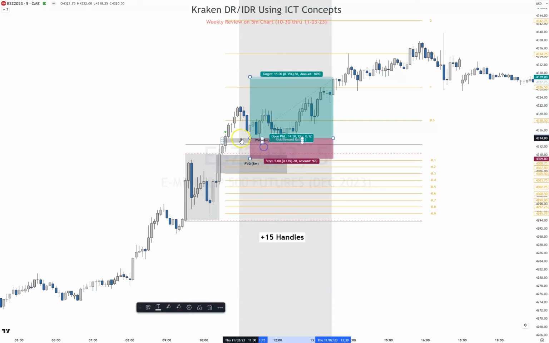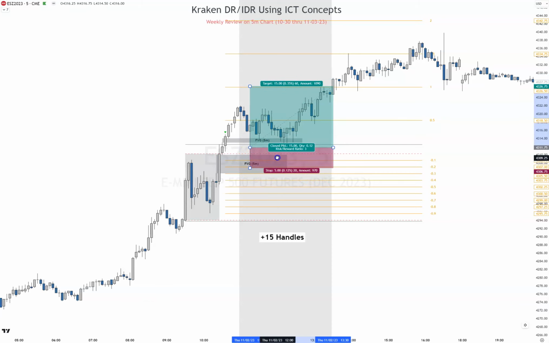If you took it right at the first fair value gap at the top, you still would have been 1 tick safe. But if it's like this, usually I'll try and follow it down, and before it starts pulling back, I'll try and get in to get the lowest entry possible. So let's just go here. It doesn't really matter. And you get 15 handles. Okay, so that's Thursday.